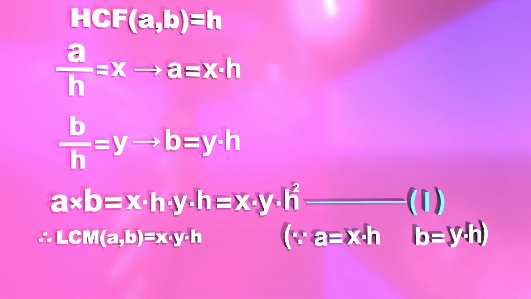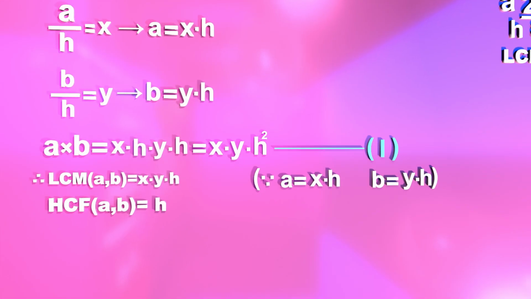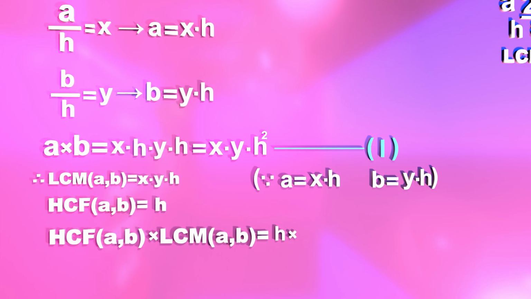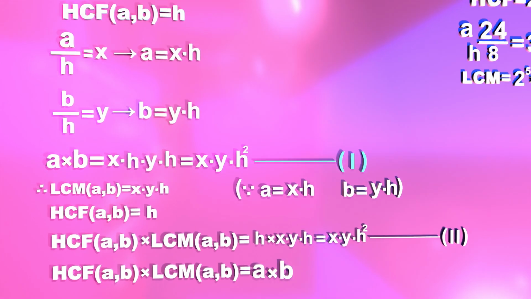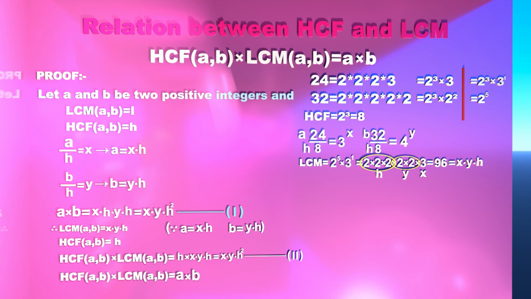Now let's multiply HCF and LCM. We will put H in place of HCF and we will put X into Y into H in place of LCM. Here H is 2 times, so we can write it as X into Y into H square. Let's say it is equation second. You can see now first and second equations are equal to each other. That means we proved the product of HCF and LCM is equal to the product of first and second number.